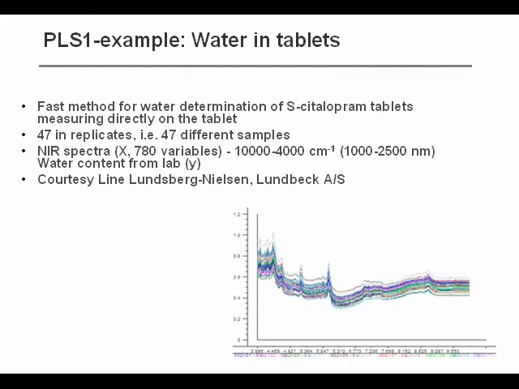Here we have a spectral data set. Each line in the plot below is a spectrum, a near-infrared spectrum of tablets for which we want to determine the water content. We have 47 samples, each measured in replicates, so we have 94 different spectra in the plot. There are 780 variables in each spectrum, and then we have 94 water concentrations, so we only have one Y variable in this case.